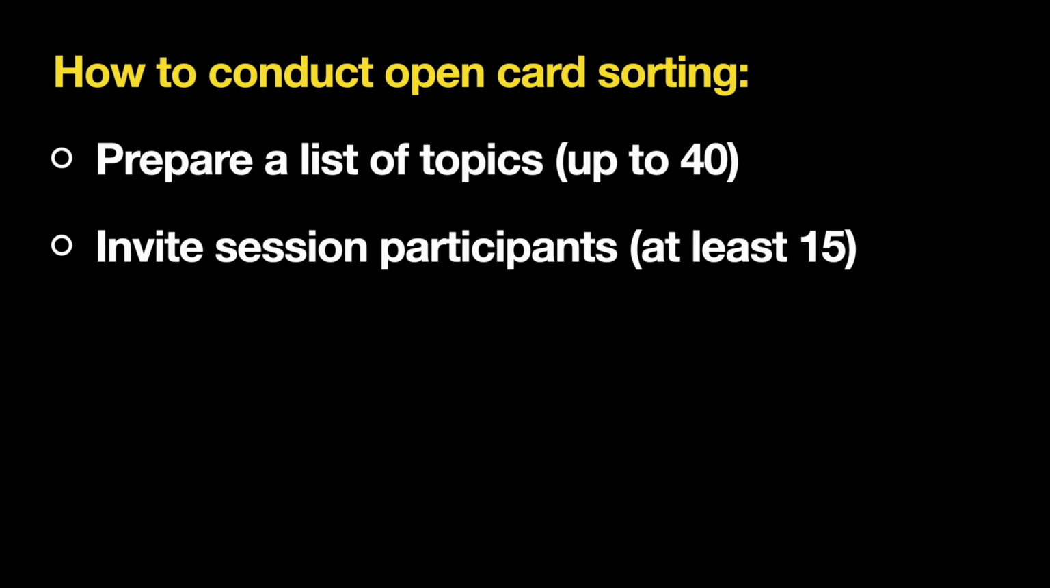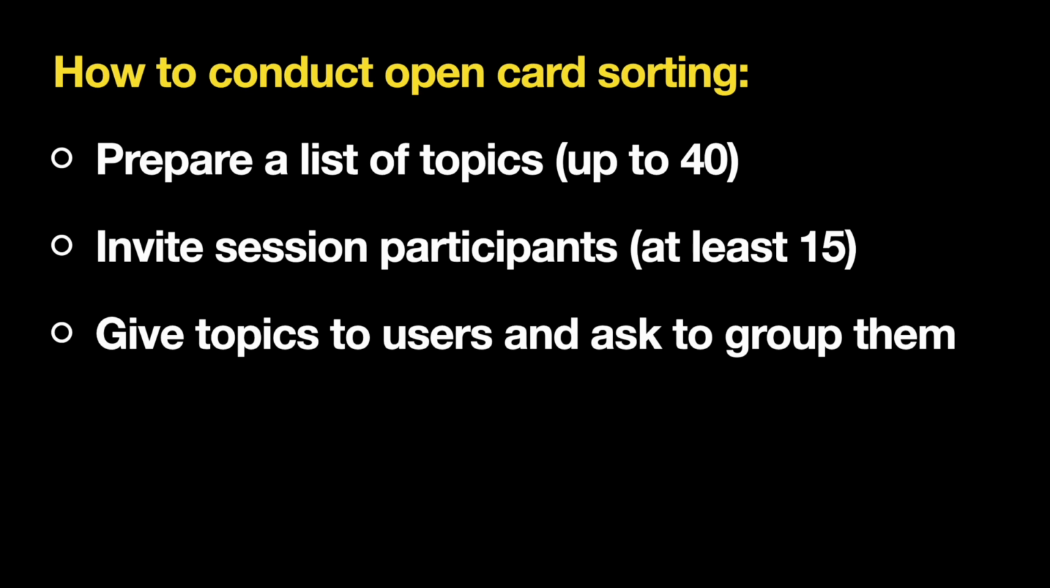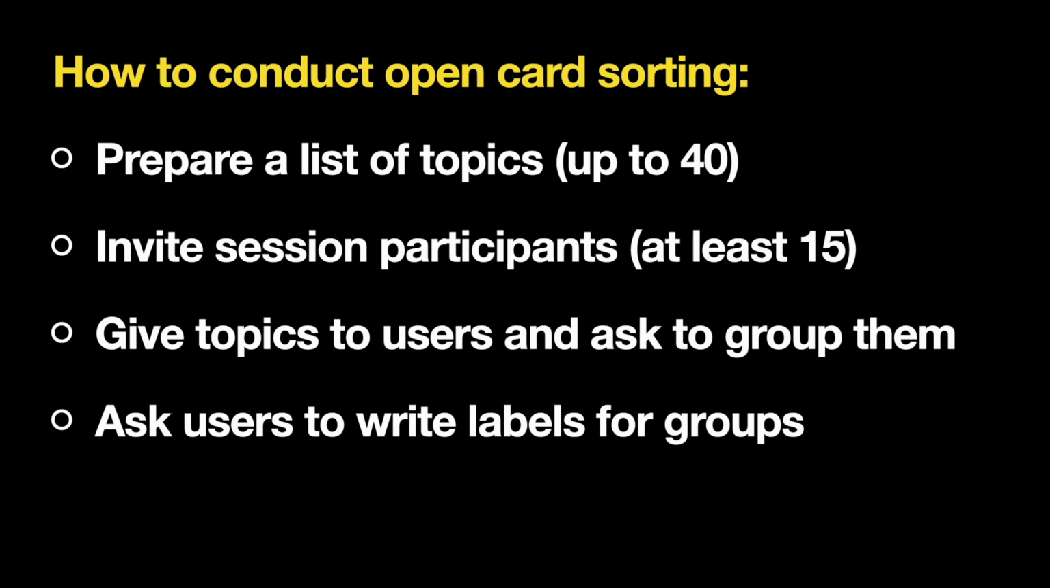Next, you need to invite users. It's essential to invite people who represent your target audience, people who will use your product. You need to have at least 15 people to do card sorting. It's essential to have enough people to achieve reliable results. Give topics to users so that they can group them. You should shuffle physical cards with topics randomly and ask users to organize them in piles. Ask session participants to label each group they've created in a way that makes sense to them.